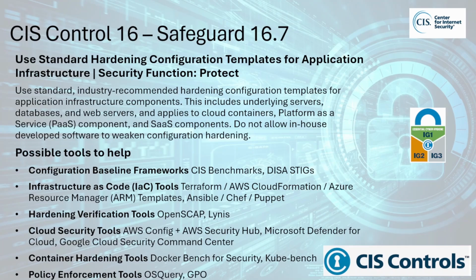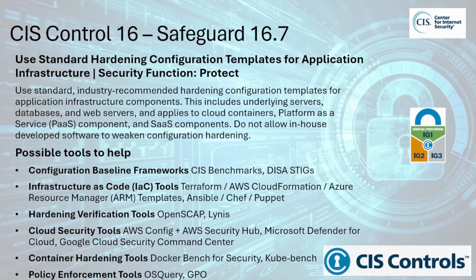Hardening involves removing unnecessary services, securely configuring settings, and enforcing least privilege. The use of industry-recognized baselines, such as those from the Center for Internet Security, or CIS benchmarks, or vendor-recommended configurations, ensures consistency, reduces misconfiguration risks, and strengthens the organization's overall security posture. Importantly, this safeguard also cautions that custom or in-house developed software must not override or weaken these hardened configurations.